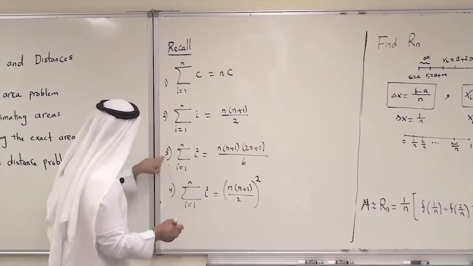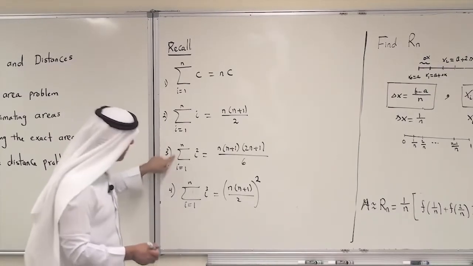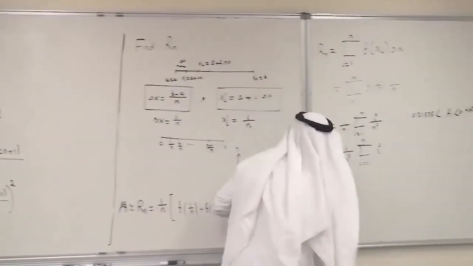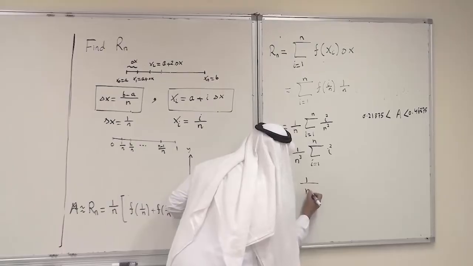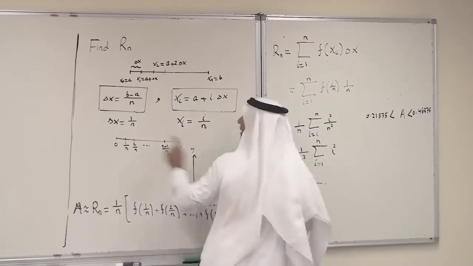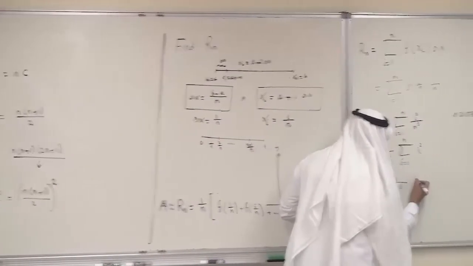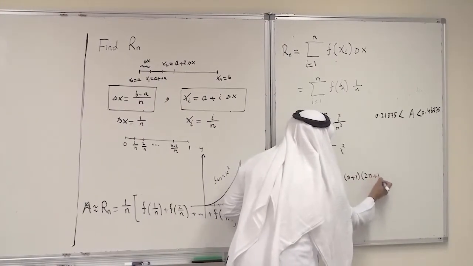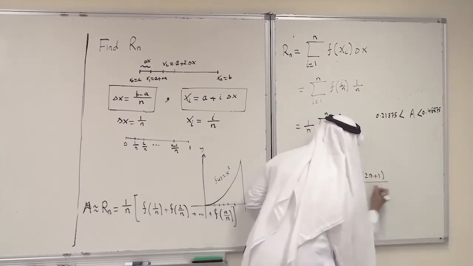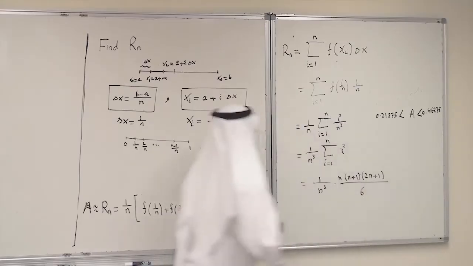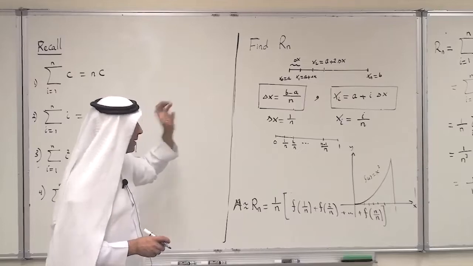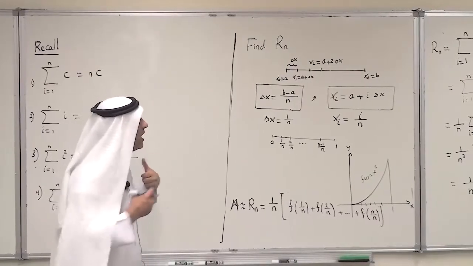I will use now the third one of them. So I will replace the summation of i squared. What is the summation of i squared? This is 1 over n cubed, and I replace this now by the expression there, that is n times n plus 1 times 2n plus 1 divided by how much? Divided by 6. Okay? That gives me the estimation of the area by using n rectangles.